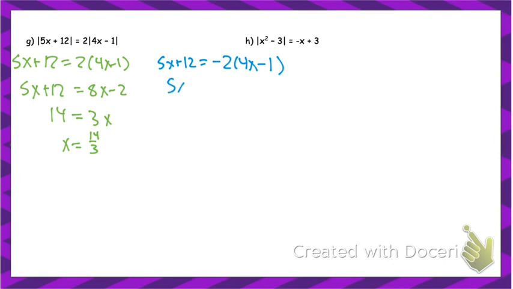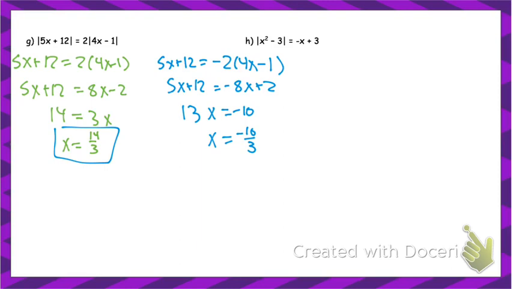Finish working this one out. And I get that x is equal to negative 10 thirds. So again, I could take these answers, plug them back into the original, make sure they're not extraneous. And they do both work.